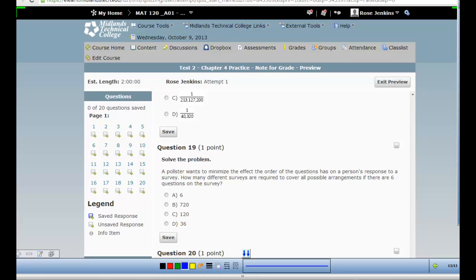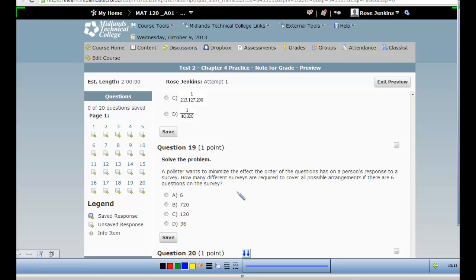Which rule? How many objects do you have available? 6. How many of them are we going to use? All of them. So which rule is that? That is the factorial rule. Factorial rule tells us how many ways we can arrange n objects. We're using all n of them.